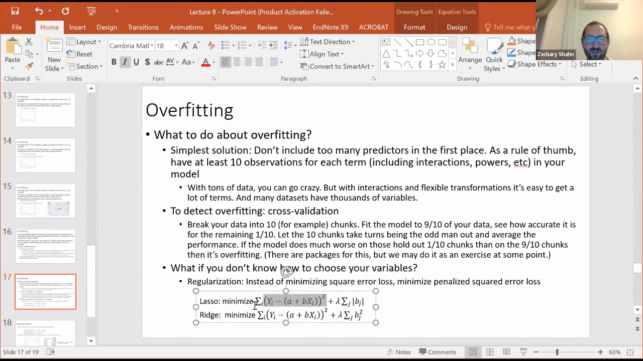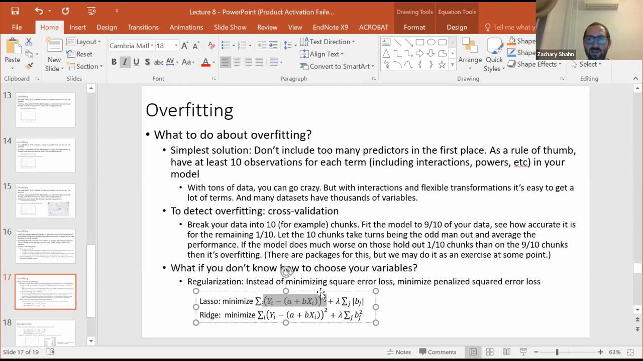Standard regression minimizes the sum of the squared residuals, the sum of the squared errors of the observed y's minus the predicted y's, which is a plus bxi, right? So it finds the a and b such that when you predict everyone's outcome using a and b, and you see how far off you were and square it, you get as low a sum of those squared errors as possible, right?